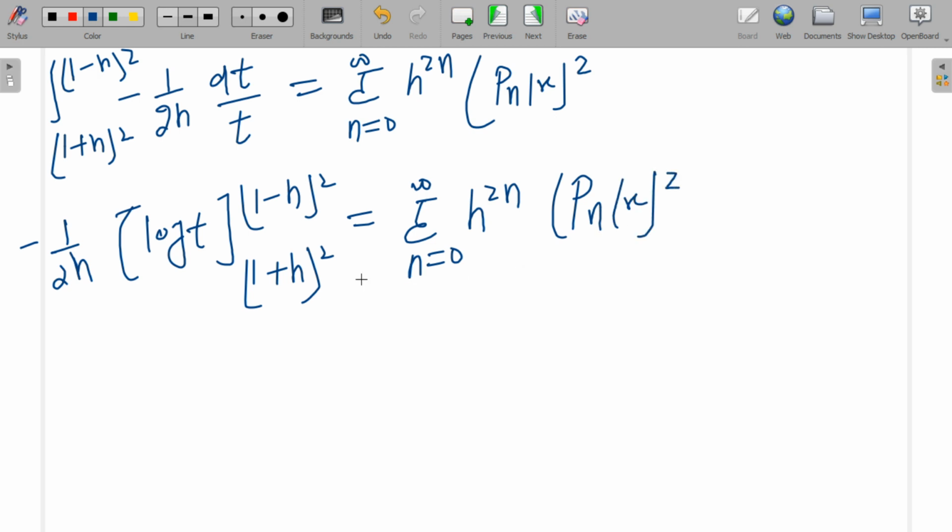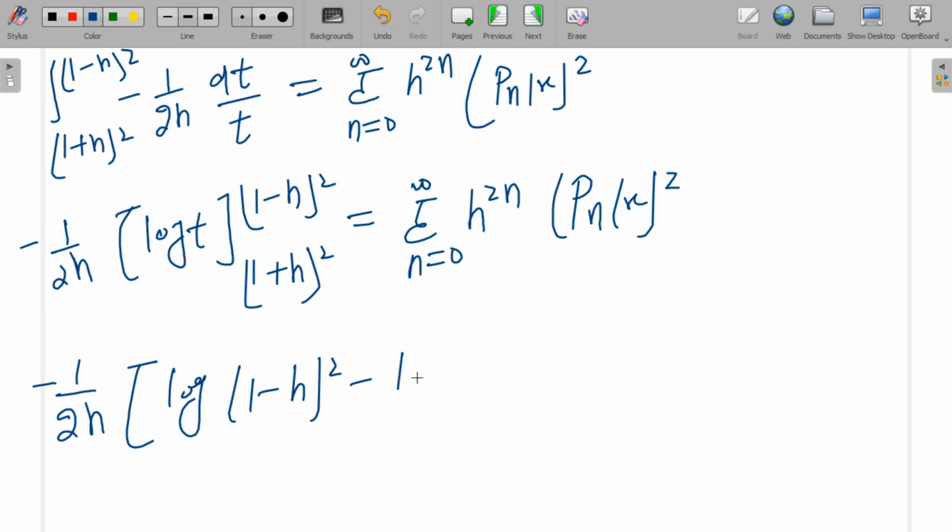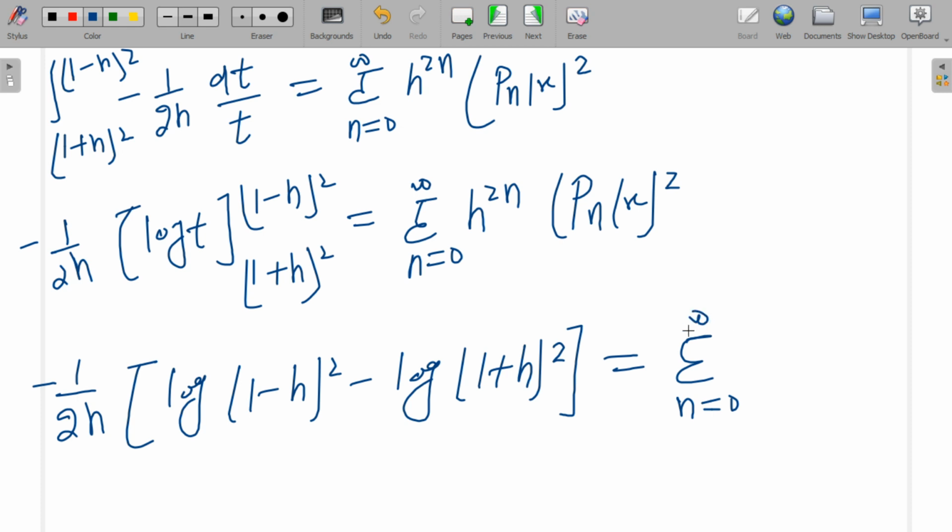After putting the limits, this is -1 upon 2h into [log (1 - h) complete square, minus log (1 + h) complete square], is equal to the summation from n = 0 to infinity of h to the power 2n into Pn(x) complete square. Now by the log property, this is equal to -1 upon 2h.